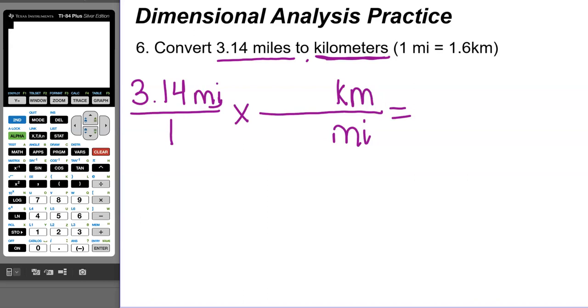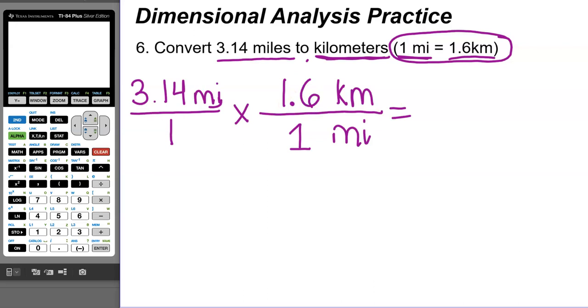Our next step is to fill in our numbers. Fortunately, we're given how many miles equals a certain number of kilometers. We're given those values to use in our conversion factor. So all we need to do is pair up those numbers. So 1 mile equals 1.6 kilometers. I'm going to put a 1 next to miles, and I'll put 1.6 next to kilometers in my conversion factor.